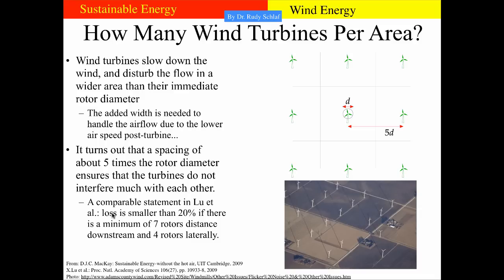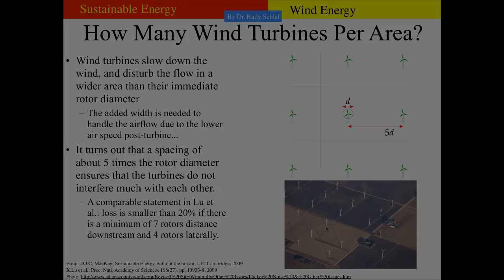There they found that a loss smaller than 20% can be achieved if there is a minimum of 7 rotors downstream distance and 4 rotors lateral distance. The bottom line is clearly that one cannot space them too closely, and that of course increases the area requirement if a certain level of energy conversion is desired.